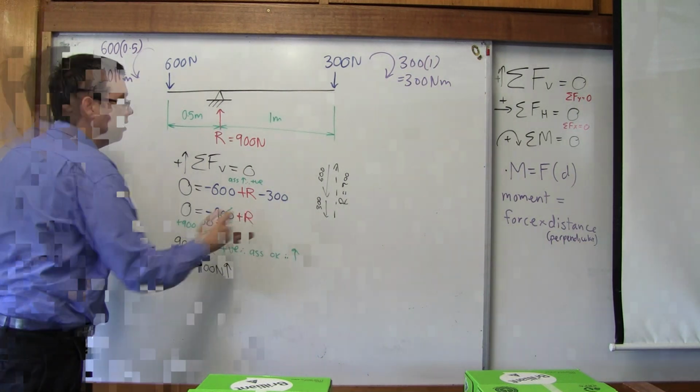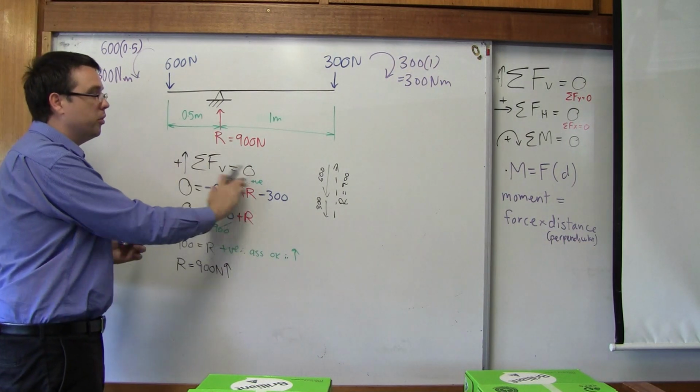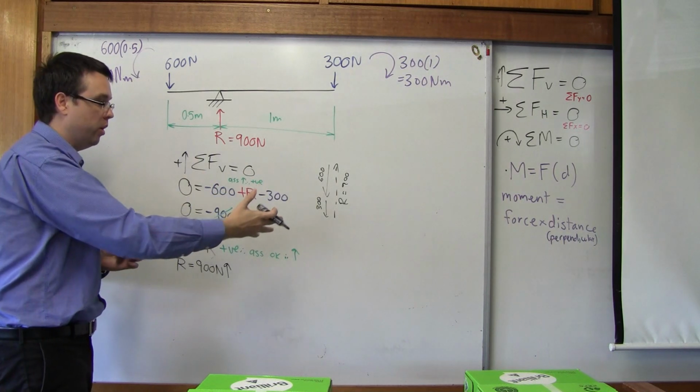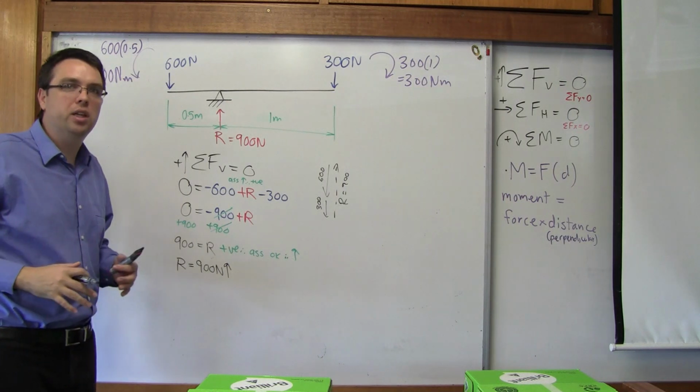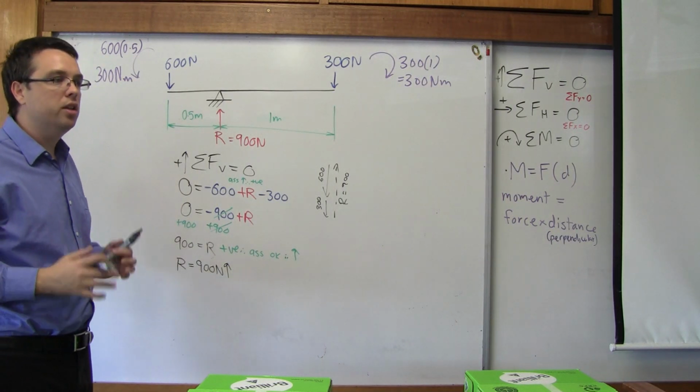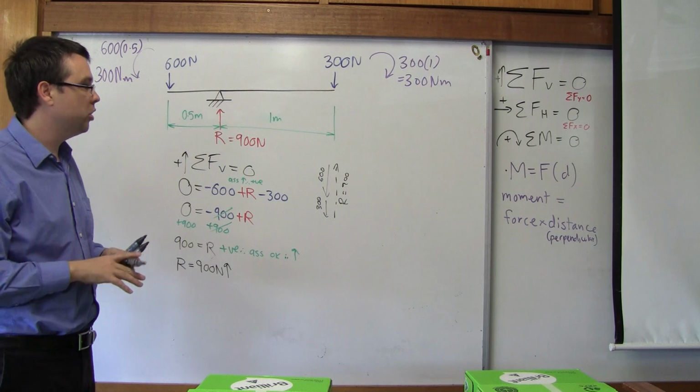I would still write this first line, the sum of the forces vertically, and then draw that little diagram. You can write this, but I almost never do. I just find it very unintuitive. I find that I get my signs mixed up. I just don't like to do it.